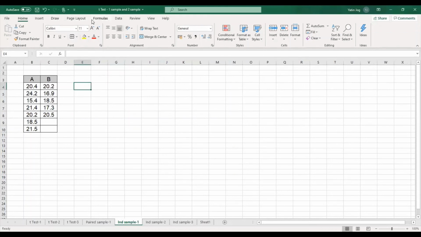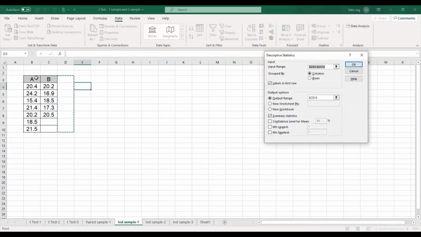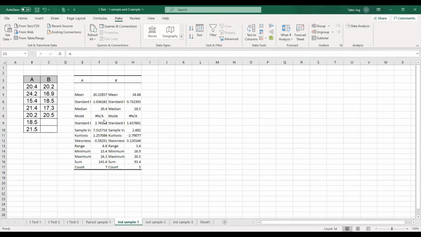Okay, so we'll go to data analysis. This is the first method, which I explained in session number 2. We'll go to descriptive statistics, click on OK, select both A and B, for which you want to calculate descriptive statistics. Suppose I want to start my output from this location. I want to display summary statistics. I'll click on OK. It will give me the mean, standard deviation, everything for both company A and company B.